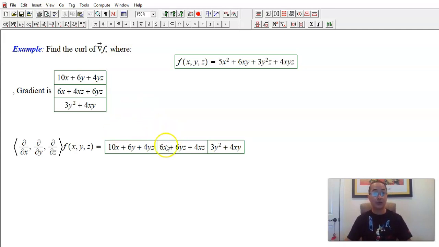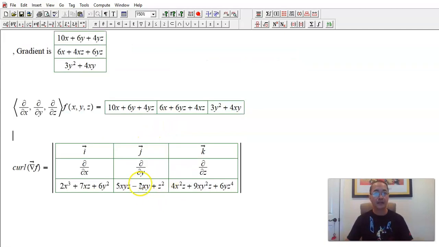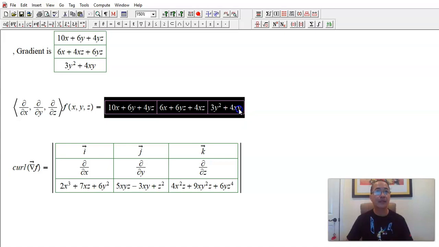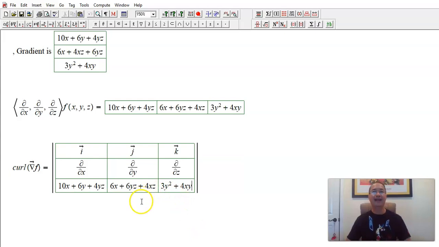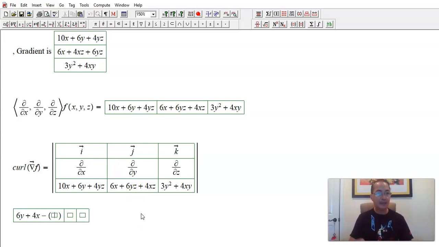So now what we're going to do is find the curl of the gradient. This is our answer from our previous example. I'm just going to take this and match it. That's our new vector field. So we are going to assemble a curl. Partial with respect to y of this. So we get 6y plus 4x minus, backwards, partial with respect to z, we get 6y and minus 4.